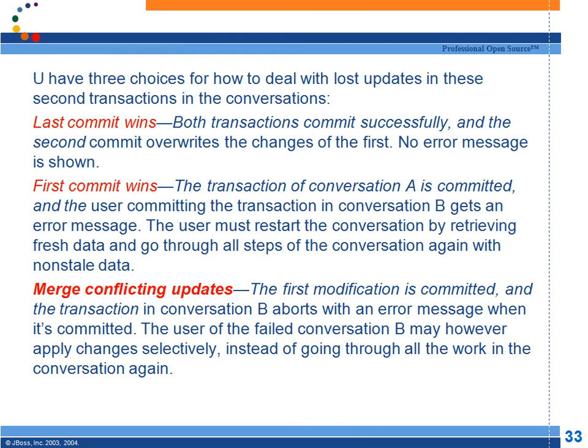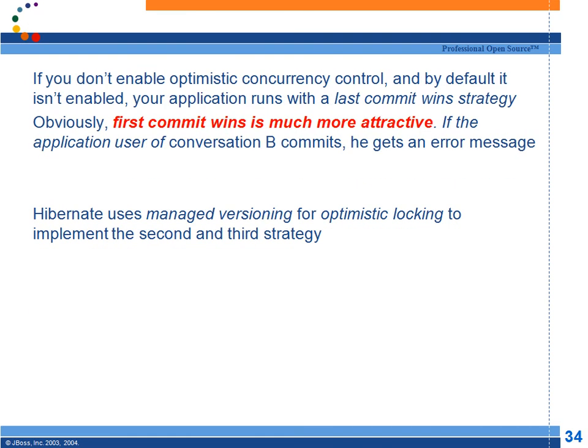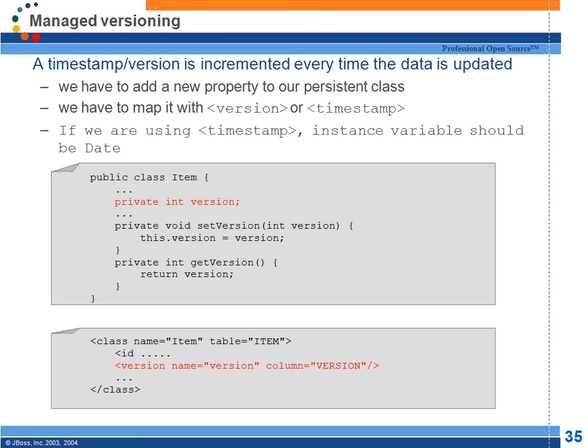First commit wins. This seems to be good, right? What should happen in this strategy? A will get committed, and whenever B tries to commit, he should get an exception saying you are working on stale data. This is a good strategy, right? So in Hibernate we always prefer this first commit wins. Now, how does Hibernate make sure that this will happen? By using versioning. If you are using versioning, you are acting like an optimist.